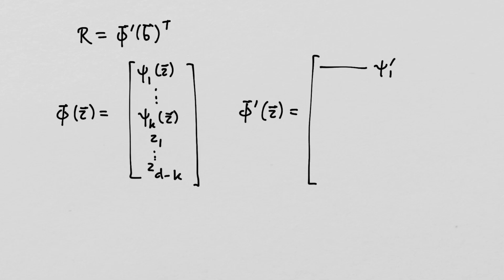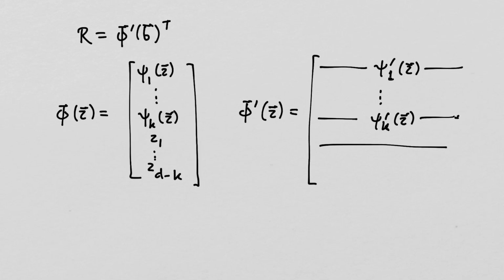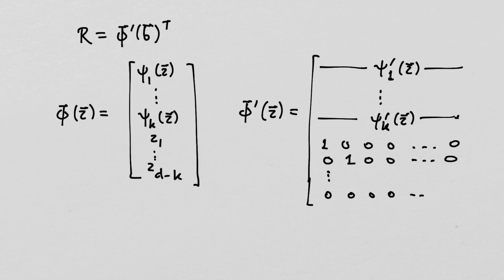So like here we'll have psi 1 prime of z, which is a row matrix, consisting of the partials of psi 1. Then we'll have a row psi k prime of z, which will consist of all the partials of psi k. All right, then in this row we're going to have all the partials of z1 with respect to the z's. Well, we know what those are: 1, 0, 0, 0. Then in the row after that we're going to have all the partials of z2 with respect to the z's, which look like this. Okay, and then in the bottom row we're going to have all the partials of z d minus k with respect to the z's, which look like that.